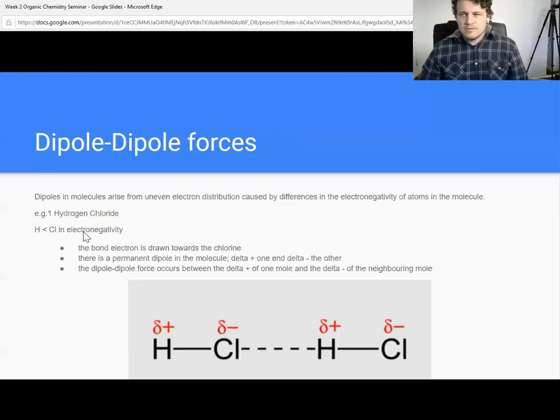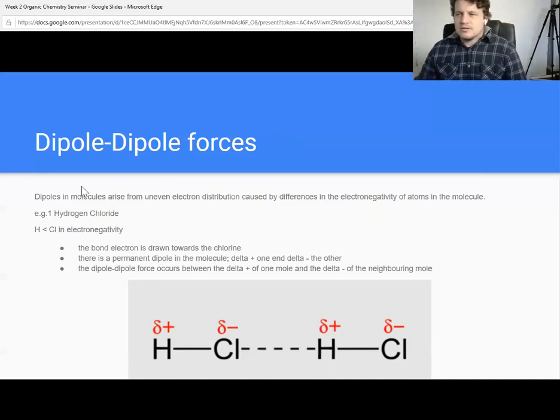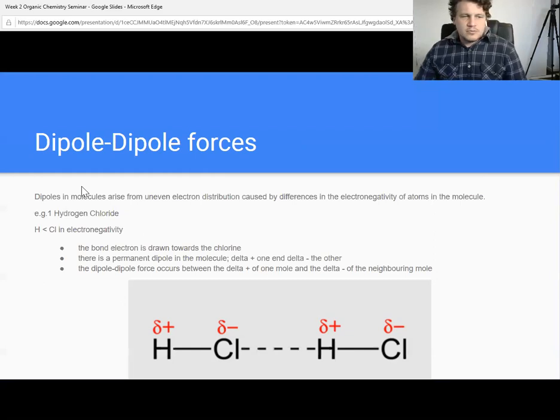In year 11 and 12, I haven't checked the QCA guidelines for what they give you in an exam, but if they do still give it to you, then the electronegativity difference has to be greater than 0.5. So HCl, hydrochloric acid. We have a dipole: the chlorine end is negative, and the hydrogen end is positive.